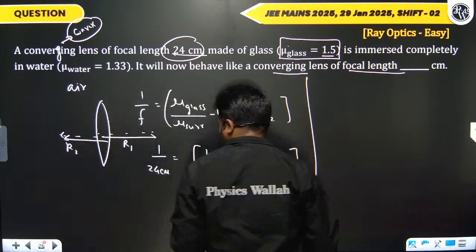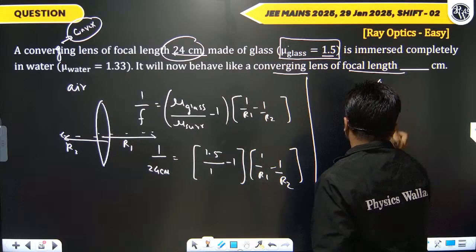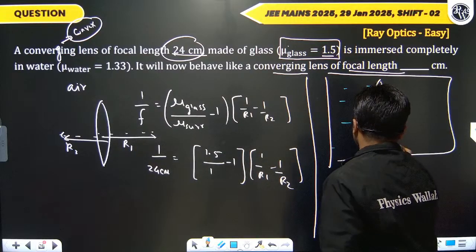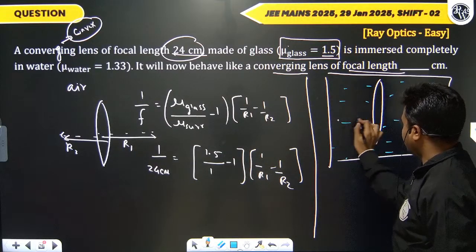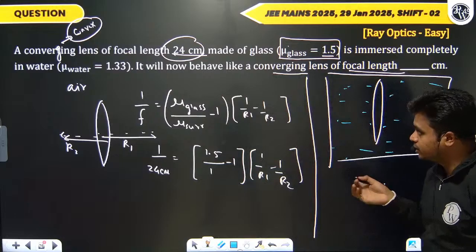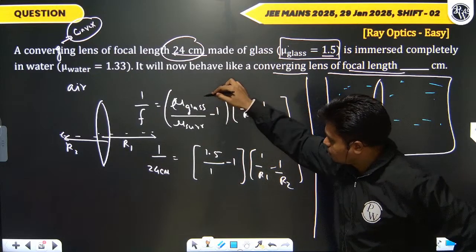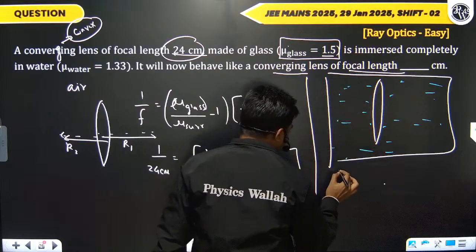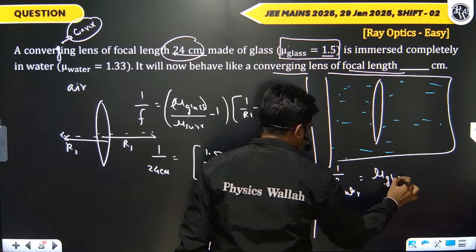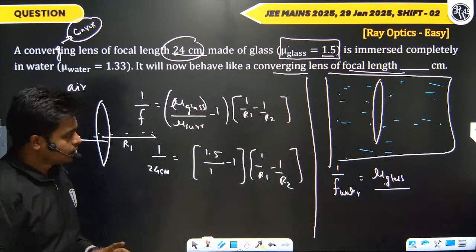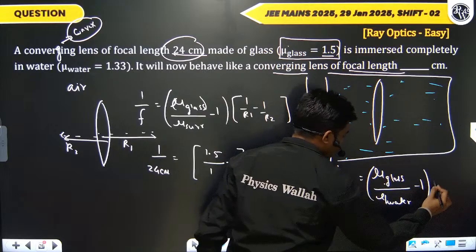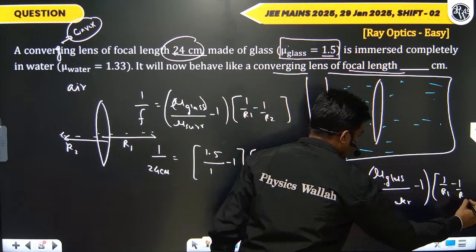Now the same lens we are putting inside the water. What is the surrounding medium we are getting? The water is the surrounding medium. Now the lens radius of curvature will not change. The lens shape will not change. What is changing then? Only the surrounding medium. Refractive index of the glass will also not change. So I can write in this case 1 by focal length in water is equal to mu of the glass divided by mu of the water, minus 1, into 1 by R1 minus 1 by R2.